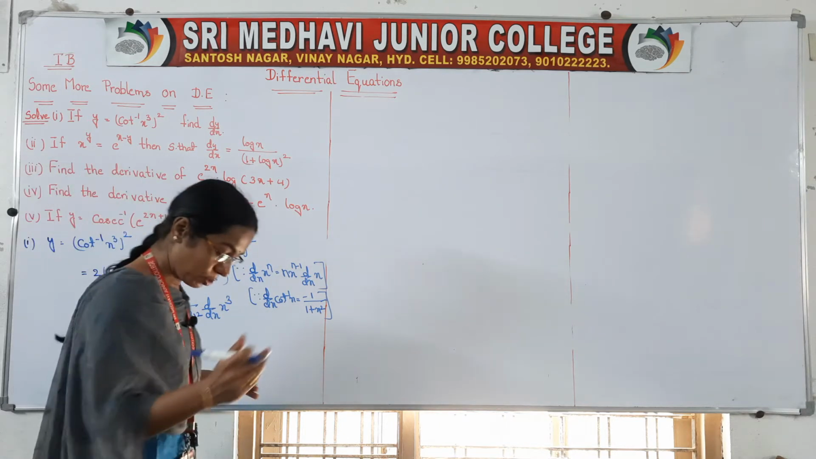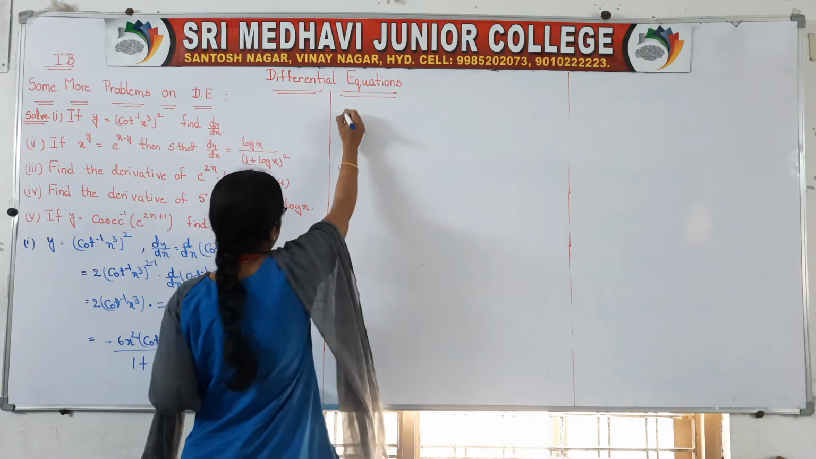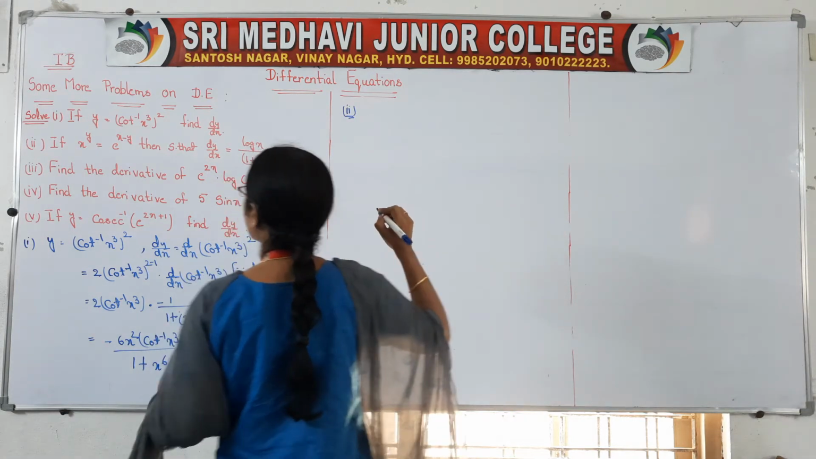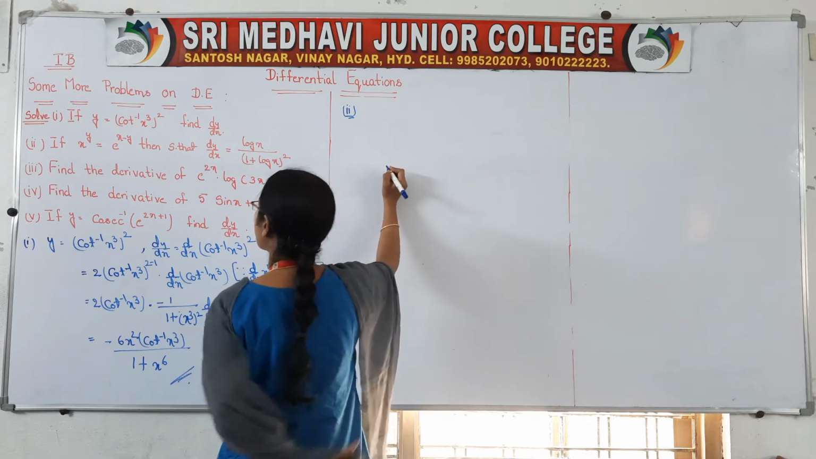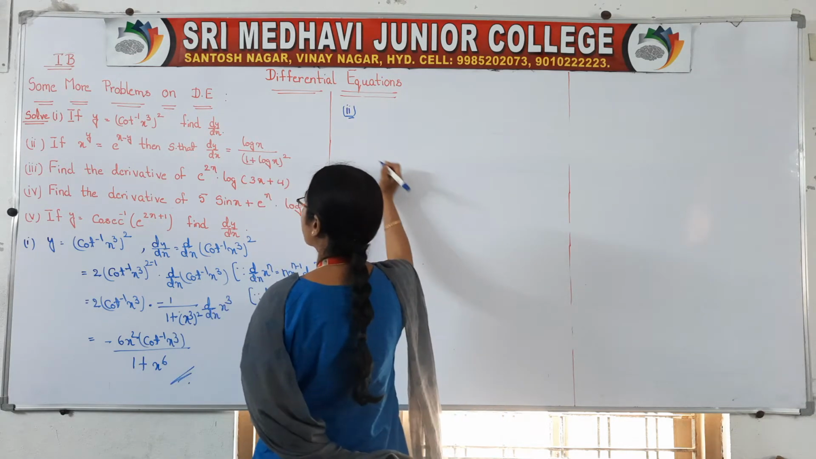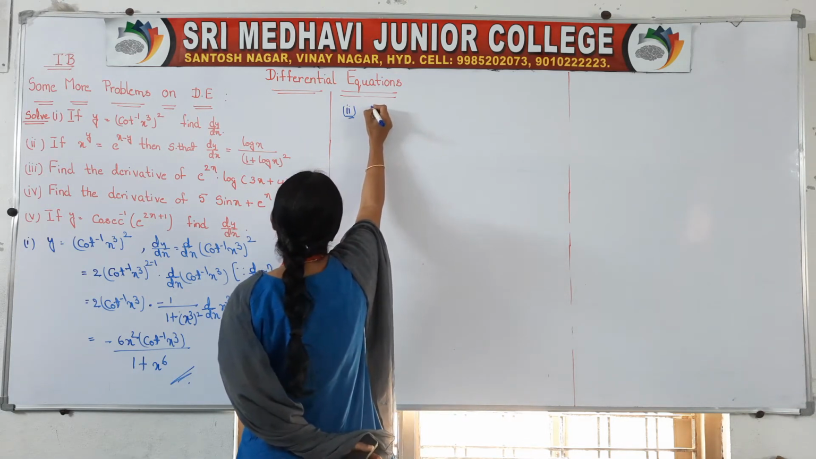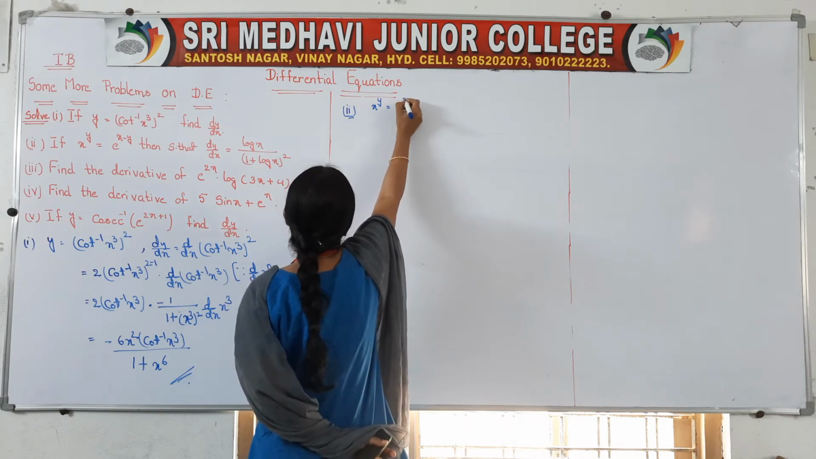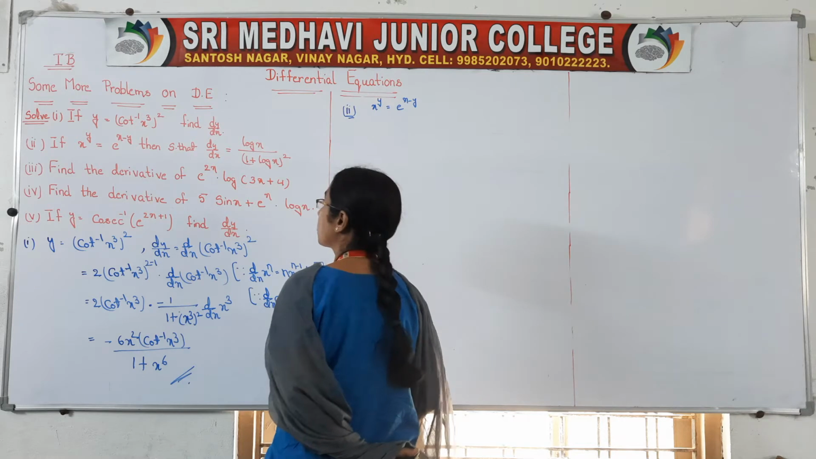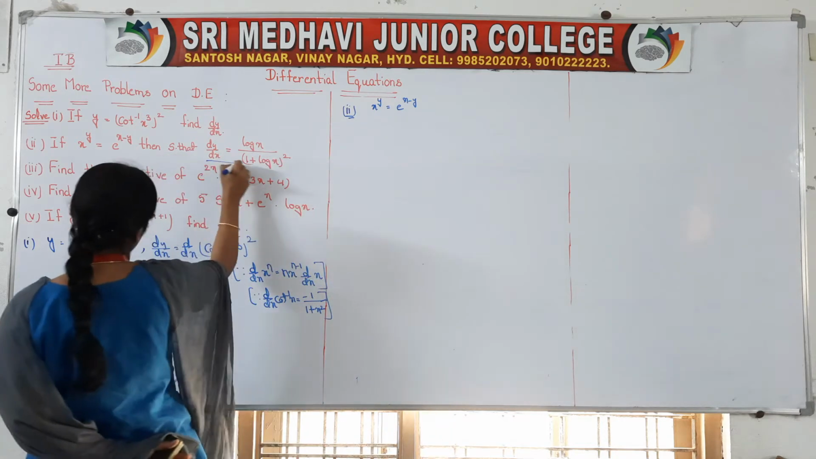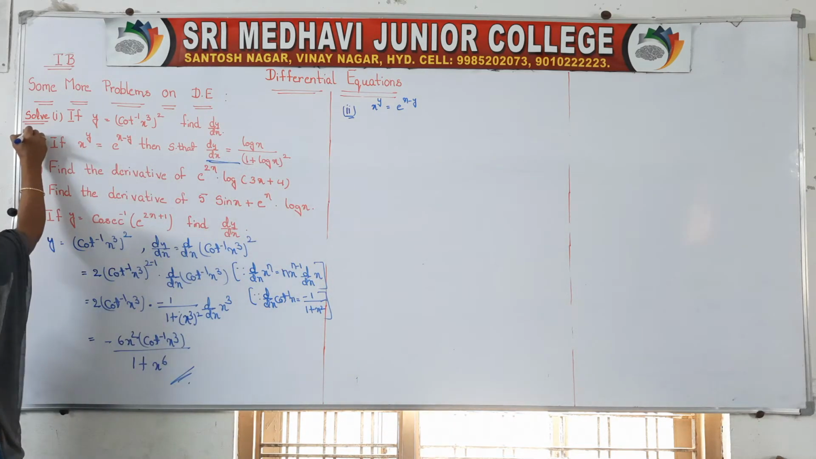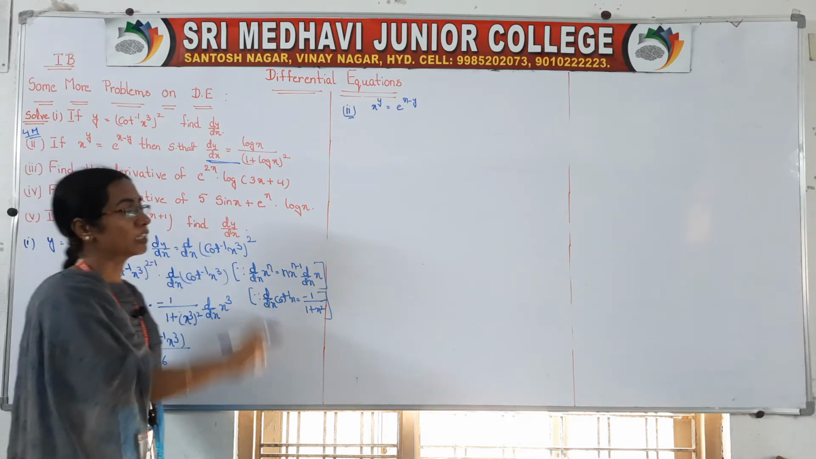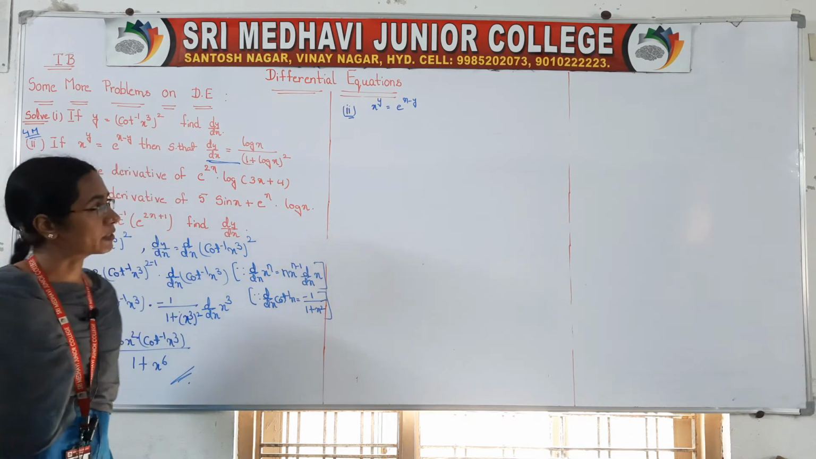Okay, now come to the second question. If x to the power of y is equal to e to the power of x minus y, then show that. This is a 4 marks question. Remaining all are 2 marks questions, but this one belongs to 4 marks.